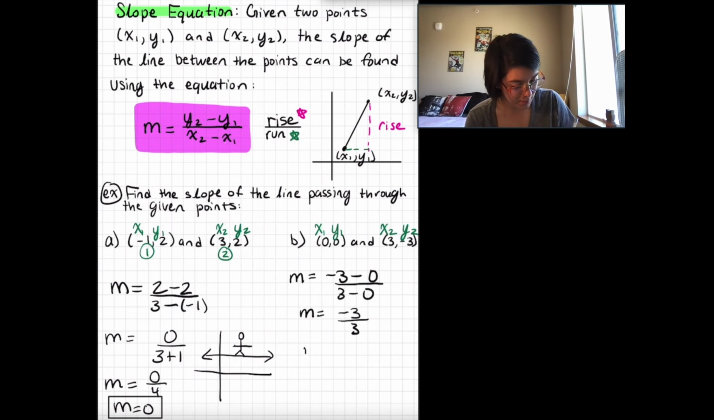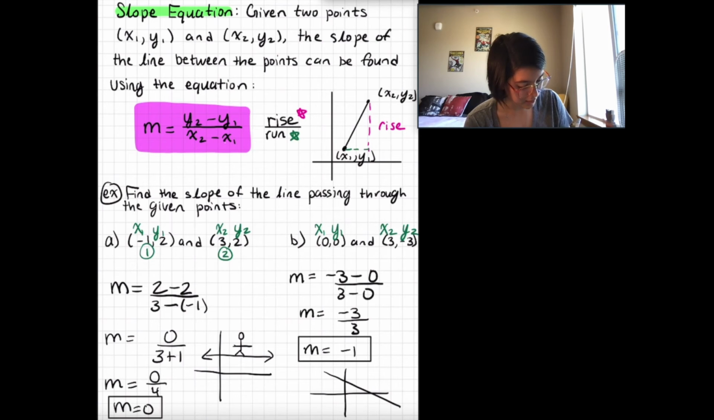And then we have negative 3 divided by 3, which gives us negative 1. So our slope is negative 1. And since negative 1 is negative, if we were to think about this graphically, our slope might look something like this. Think of yourself walking on this line. It's negative, so we're going down.